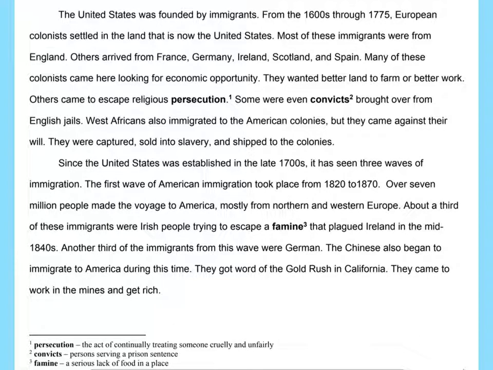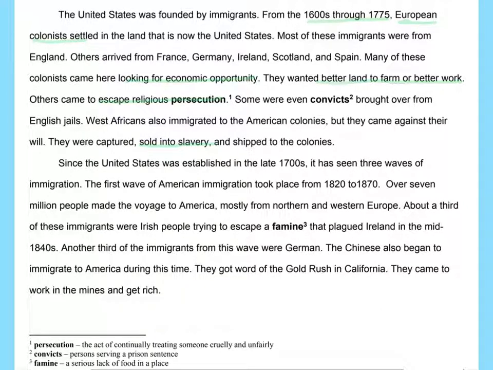In paragraph 2, they don't designate this as a wave, but they do indicate that from the 1600s to 1775, we have European colonists settling in what is now the United States. So they came from Europe. They came looking for economic opportunity or better land to farm or better work. Some came to escape. And we have others that were brought as slaves.